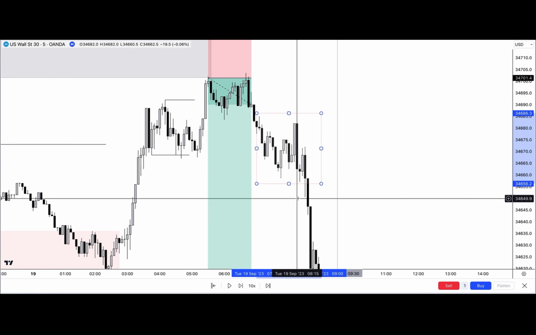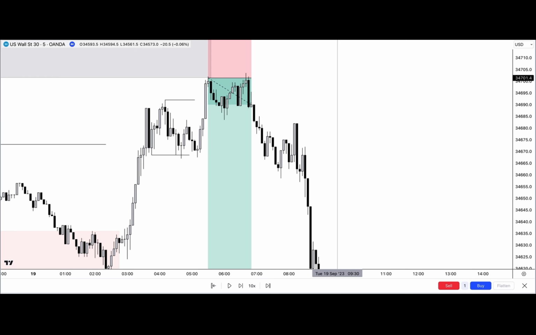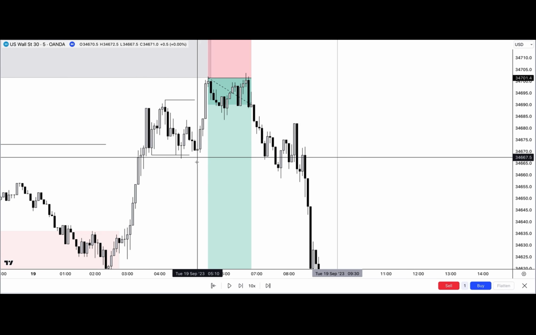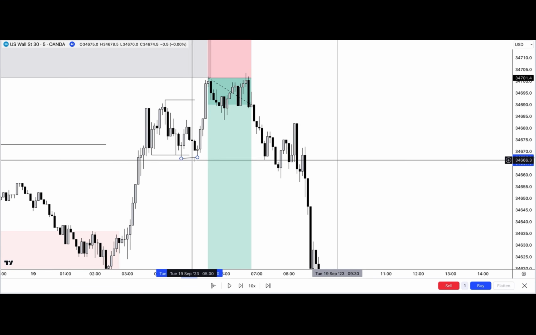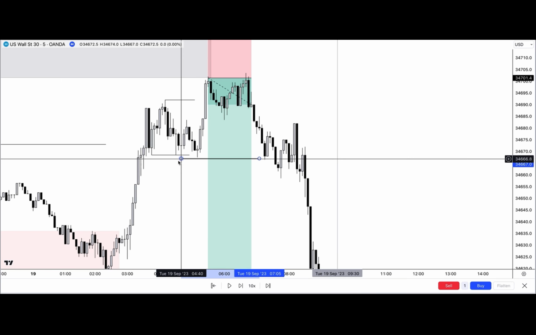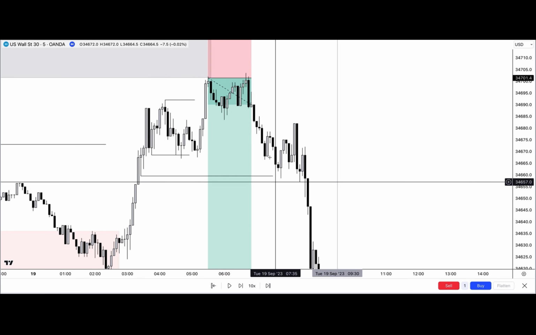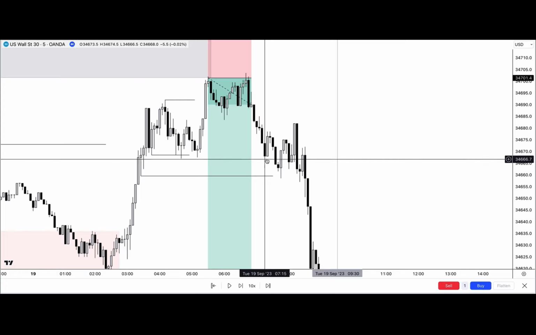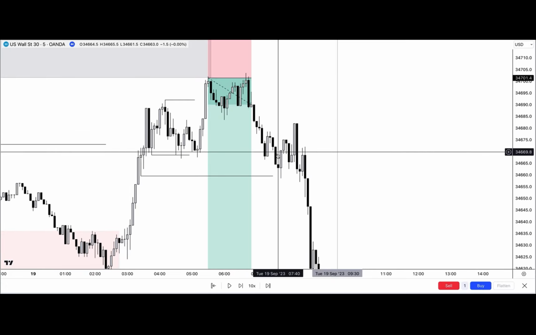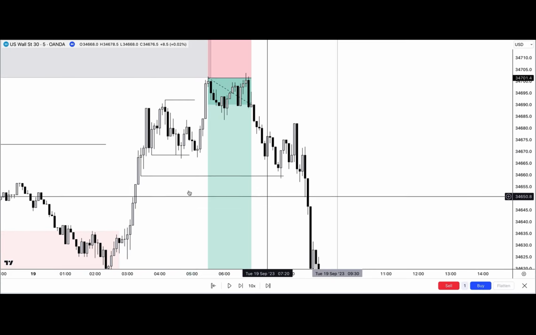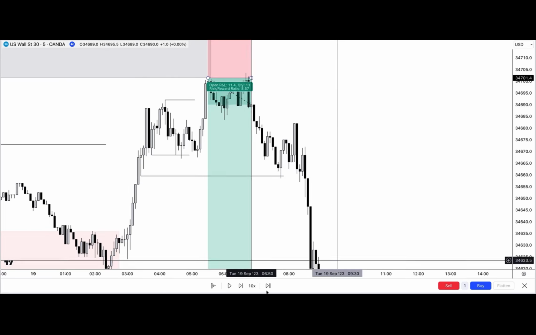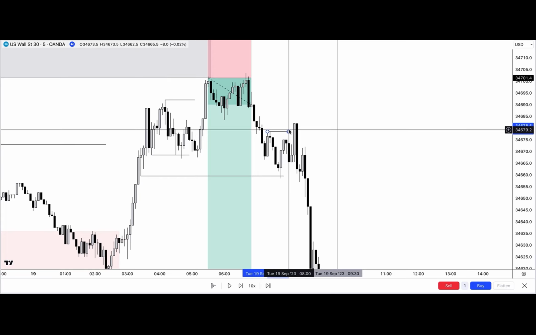Okay, I hope you guys were able to see it. I'm gonna mark it up now for you. Let me grab it over here. No problem. So we print this low, come up, print this high, we come down and take the lows. Okay, so we've grabbed liquidity. Now what can we expect? Price to grab liquidity the other way.